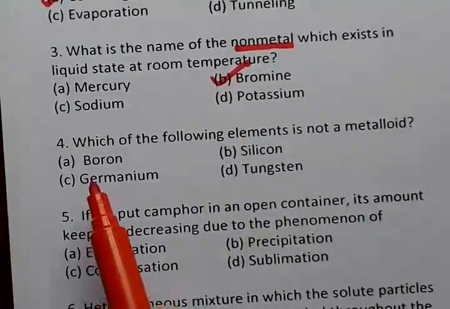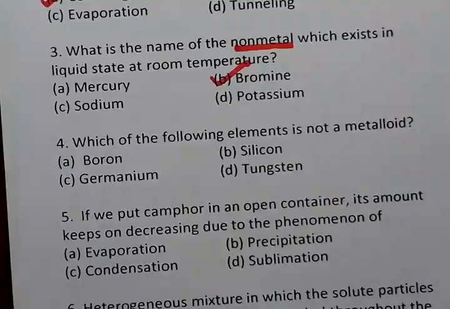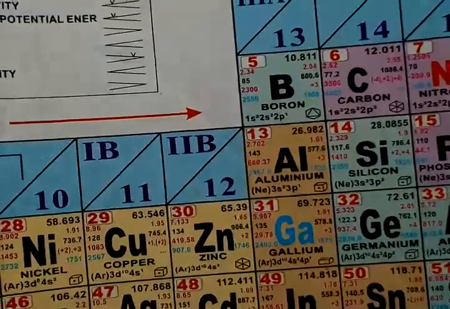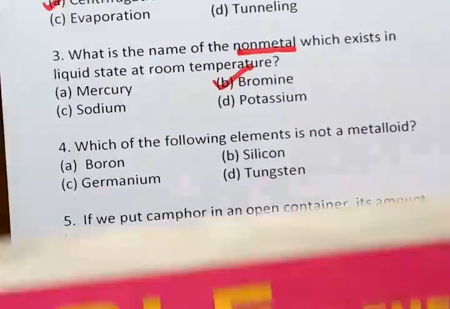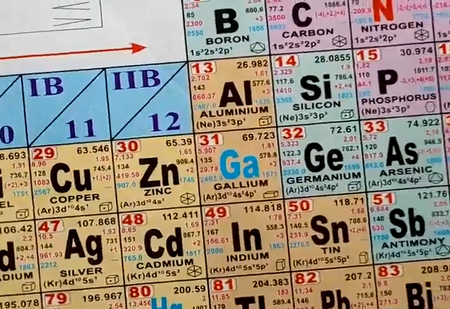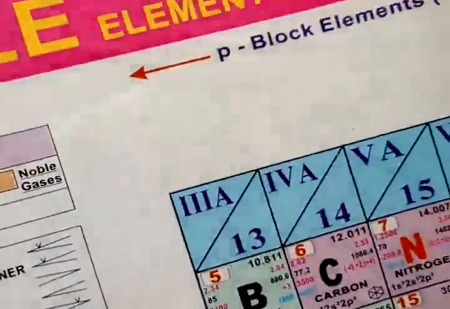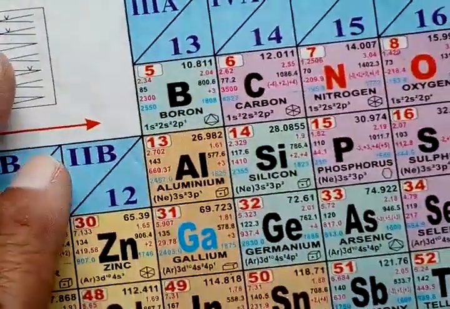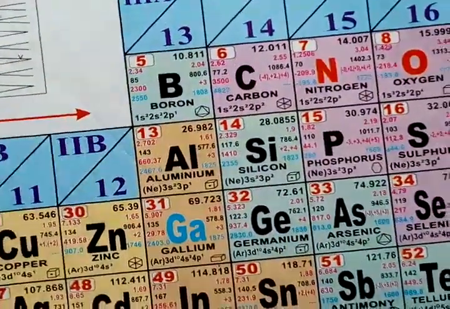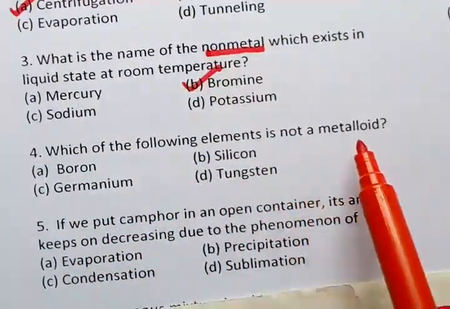Fourth one. Which of the following elements is not a metalloid? So let us again go to this portion. Metalloids. The metalloids are this color. So these are all metalloids. Okay. So here, which of the following elements is not a metalloid?